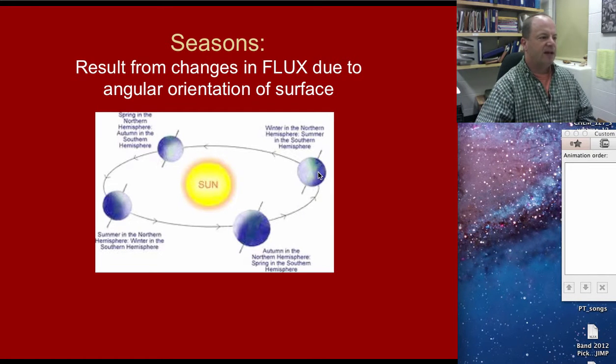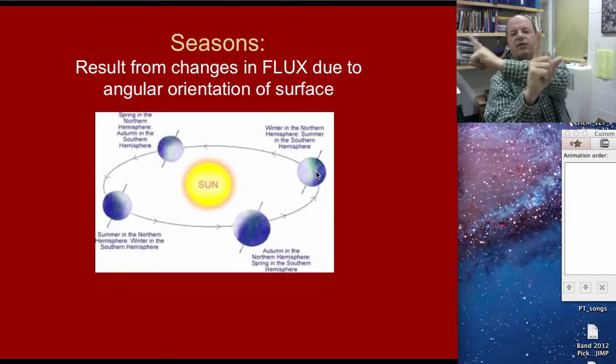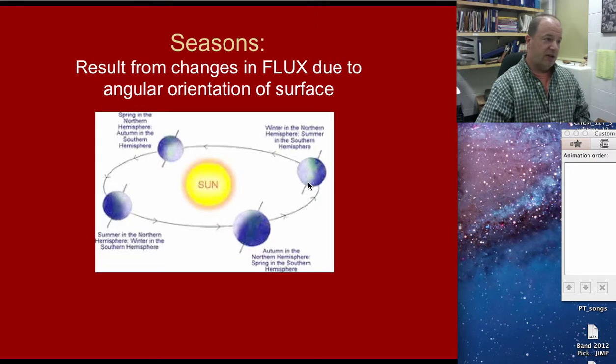But the idea is the Earth is tilted on its axis, so when it moves around the sun, when it's over here, tilted this way, the southern hemisphere is getting more direct sunlight. It's not that it's closer, it's that it's getting more direct sunlight. And when it's over here, the northern hemisphere is getting more direct sunlight.